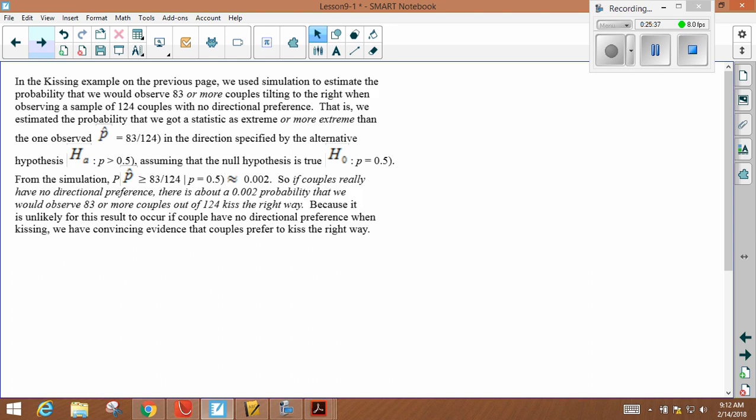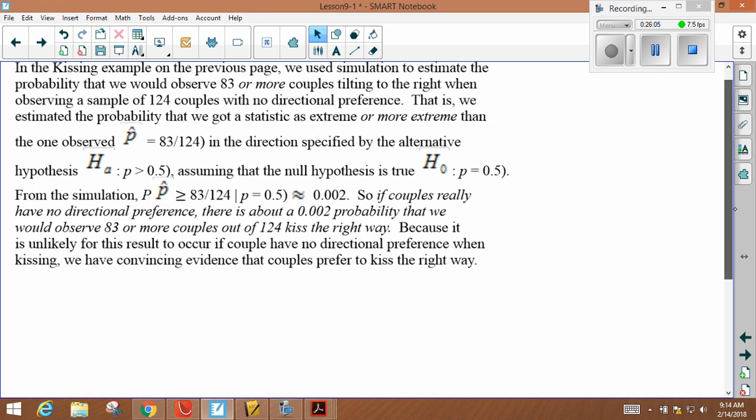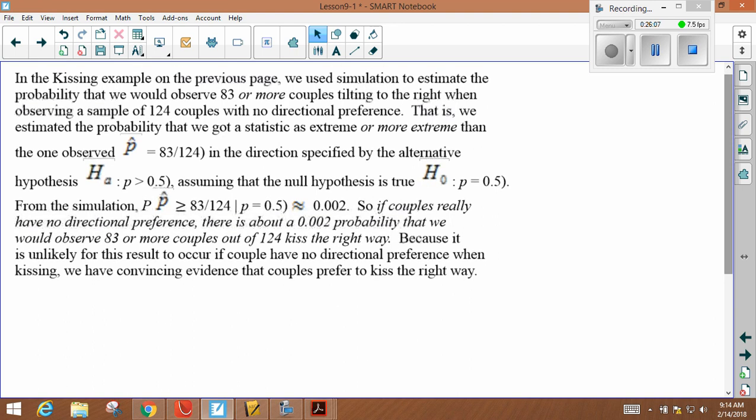So in this kissing example, can you guys see this all right? Do I need to enlarge this? Okay, we were estimating the probability we'd observe 83 or more couples tilting to the right when observing us. Yeah, we know this whole setup, okay? We know what p-hat was. All right. So in this case, what does this mean? So let's interpret all this stuff.